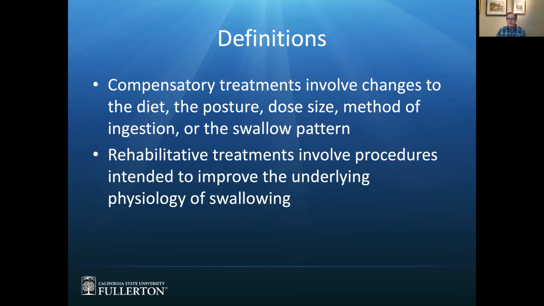Definitions. Compensatory treatments involve changes in the diet, the posture, the dose size, the method of ingestion, or the swallowing pattern. For example, if you ask them to swallow 2 times every dose, that would be a change in the swallow pattern. Rehabilitative treatments involve procedures intended to improve the underlying physiology of the swallow: exercises, strengthening exercises, stimulations of various kinds. You've probably heard of E-stim, or sometimes called vital stim. That's a treatment intended not to compensate, but to change and improve the underlying swallowing function.